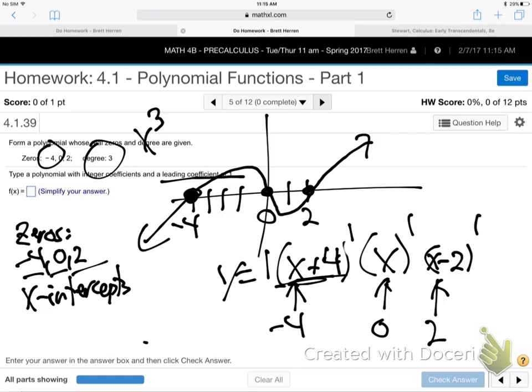You tracking with me on that? Everybody seen that? I don't want to bother to FOIL. We're going to have a bunch of these. They're going to have a bunch of parentheses. They're going to have powers. We do not want to bother to FOIL them out. But I want you to imagine FOILing them out, right? Because all we need is the front term.